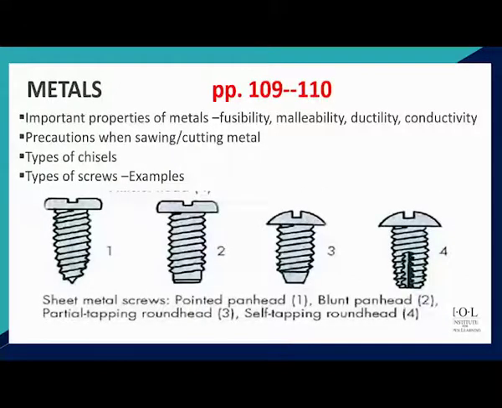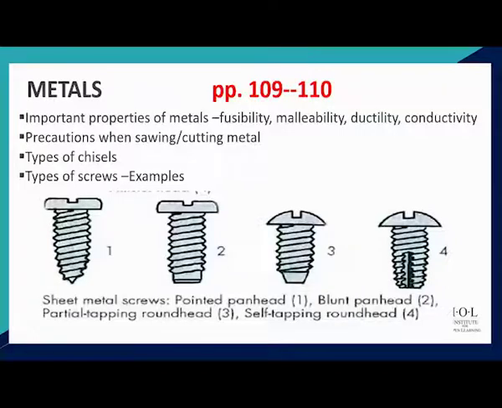Then still under materials, we have metals. Important properties of metals, those are the properties or characteristics of metals: malleability, ductility, conductivity. Yes, we need to know these. Then when we are also cutting or sawing metal, what precautions do we take? Similarly to wood, the precautions are the same as the safety measures we need to take.